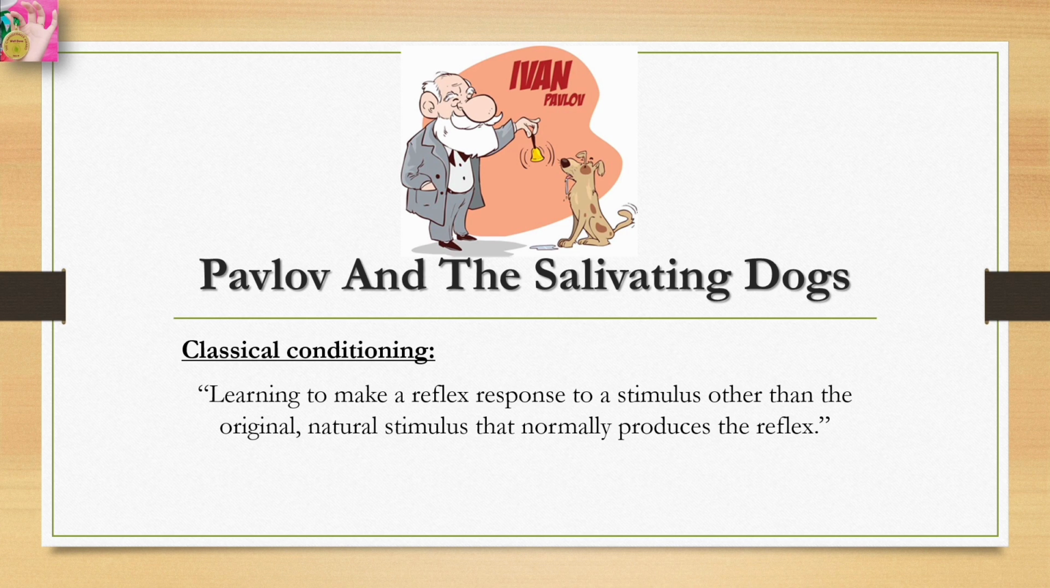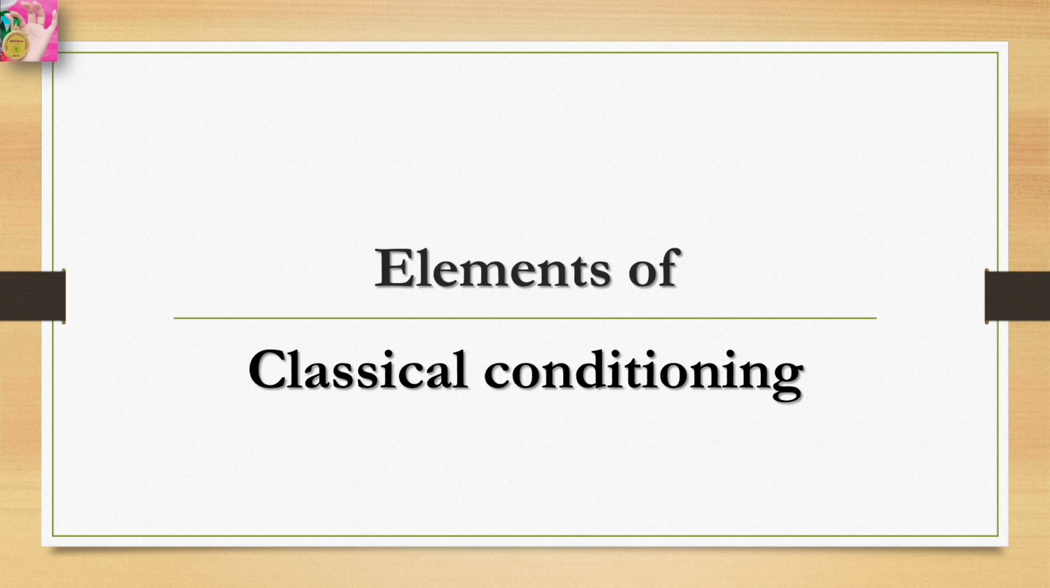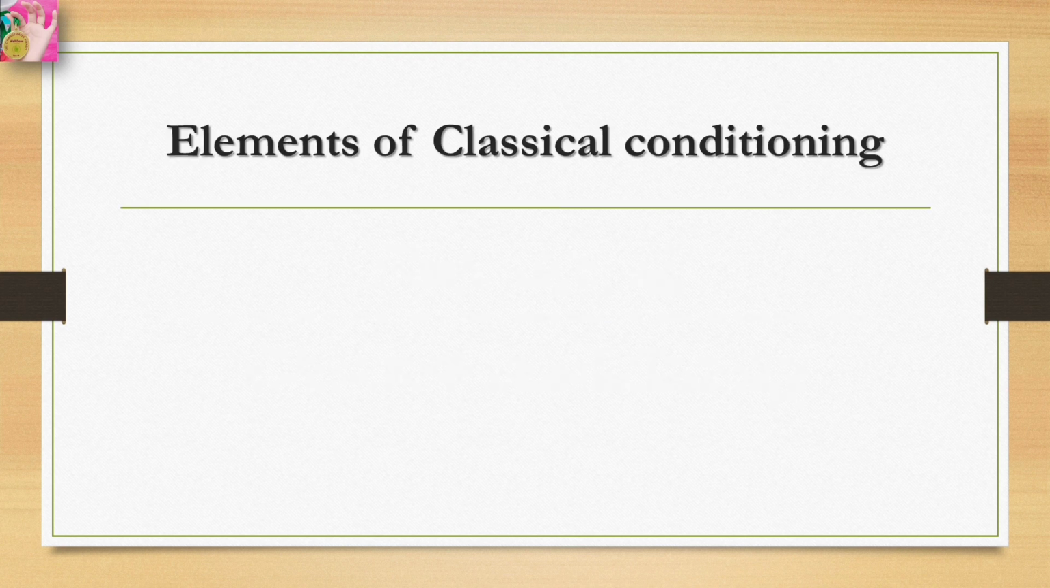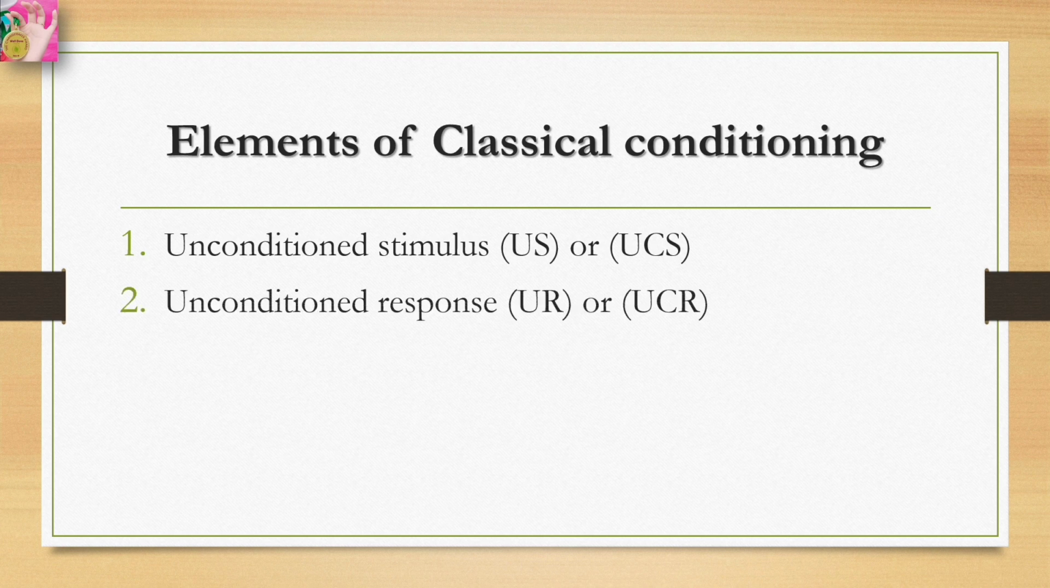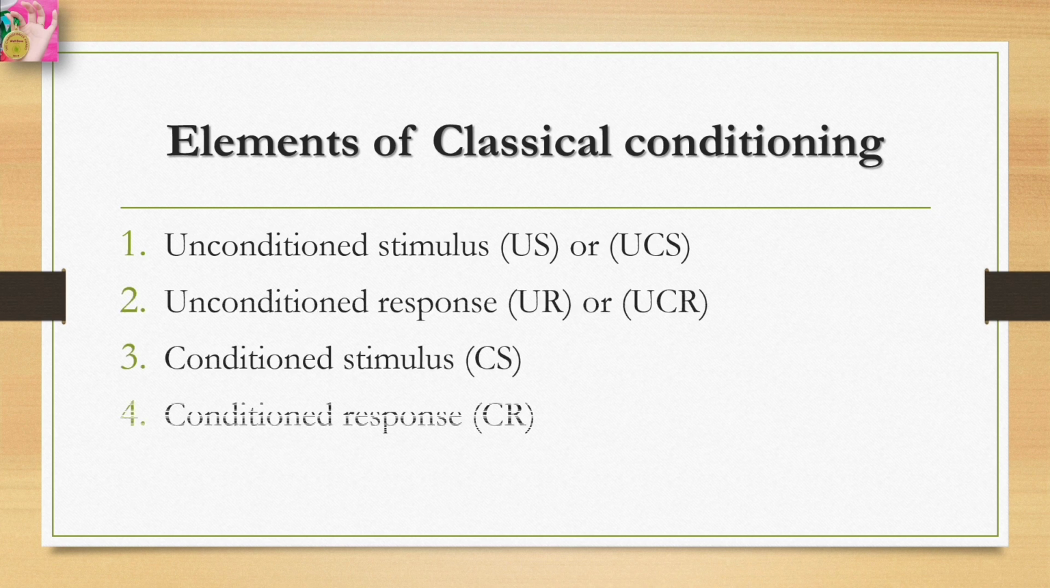So this was all about Pavlov and his salivating dog. We will be learning more about it, but before moving towards his experiment, let us discuss some of the elements of classical conditioning. There are basically 4 elements of classical conditioning which need to be covered: unconditioned stimulus, unconditioned response, conditioned stimulus, and conditioned response. Pavlov eventually identified several key elements that must be present and experienced in a particular way for conditioning to take place. So we will be discussing these elements one by one in this video.